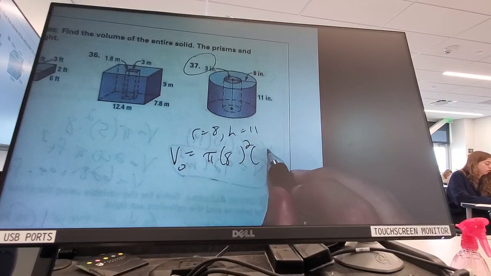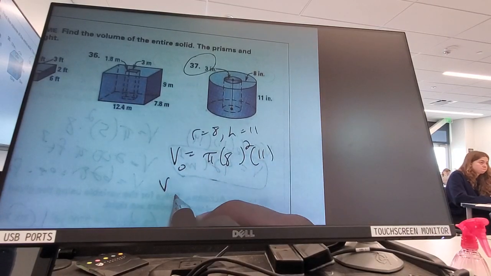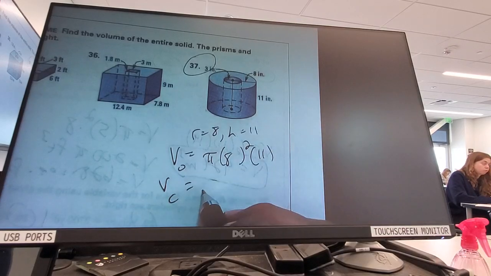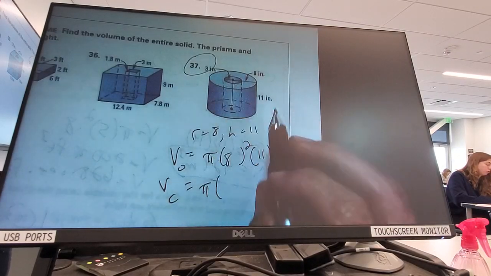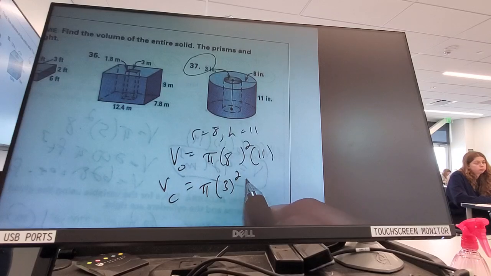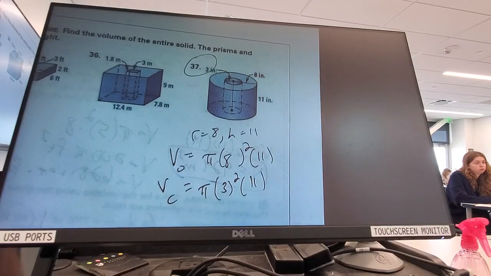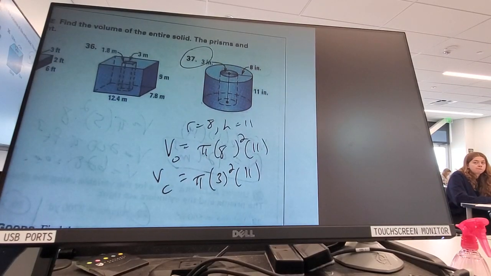8 squared times 11. The volume of the cut would be pi times 3 squared times 11. So all I have to do is subtract those two. So you'll end up with 64 minus 9 is 55 times 11 is 605 times pi.